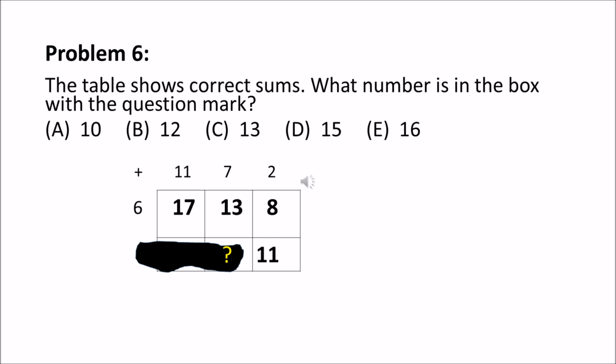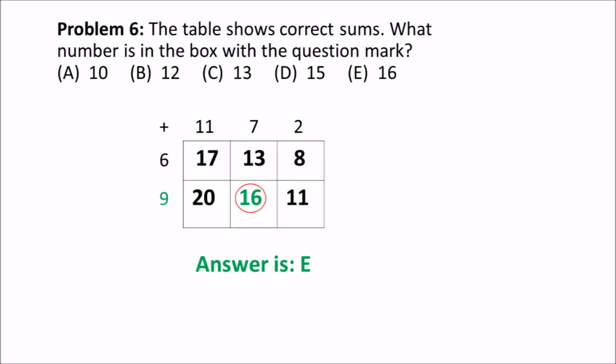Problem 6. The table shows correct sums. What number is in the box with the question mark? 6 plus 11 is 17, 6 plus 7 is 13, 6 plus 2 is 8, and what plus 2 equals 11? 9. So, we would add 9 to 7 to get the question mark. As you can see here, you'd get 9 plus 7, which is 16, and there's your answer.